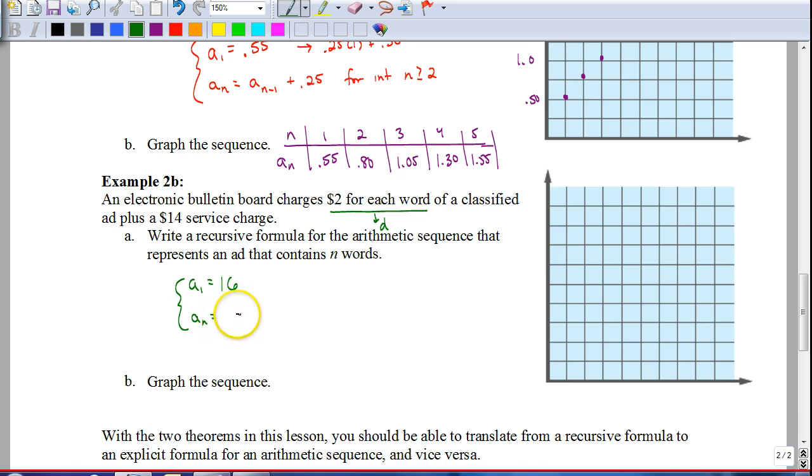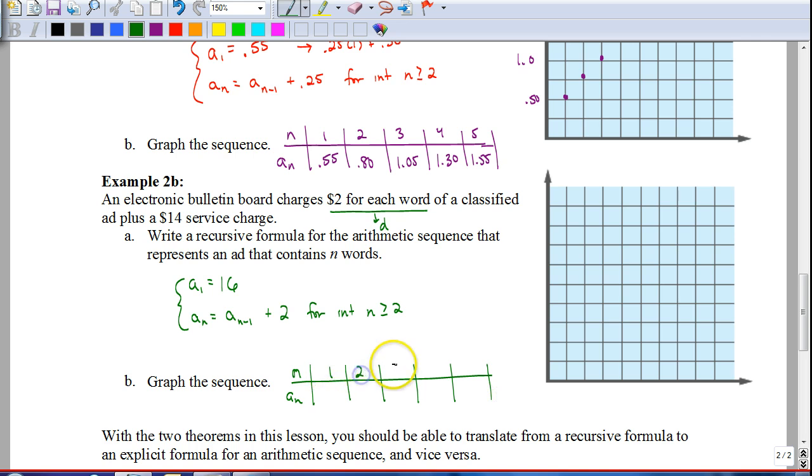To find the next term, or the cost of more words for this particular posting, you'd take the previous term and add 2 each time. So to graph this, like we said, our first term is going to be 16. Our next term would be $2 more than that, $18. Then $2 more than that would be $20, $22, and $24.